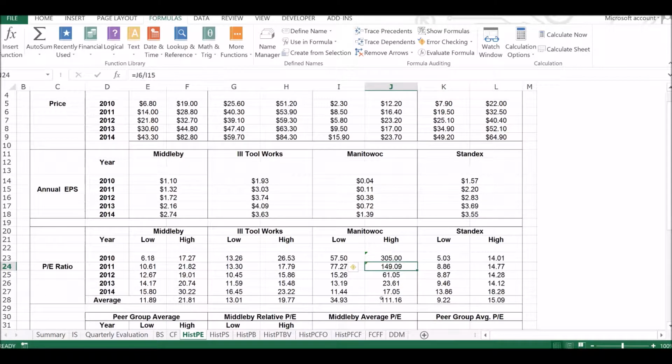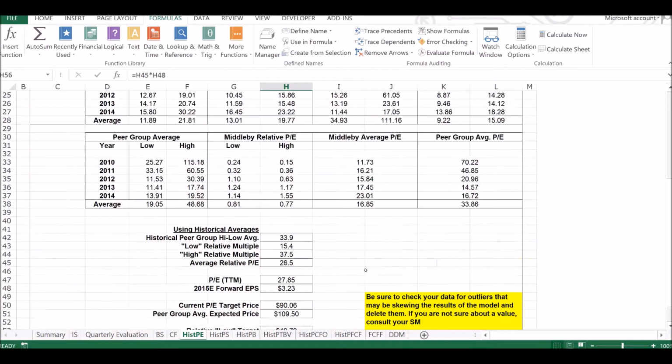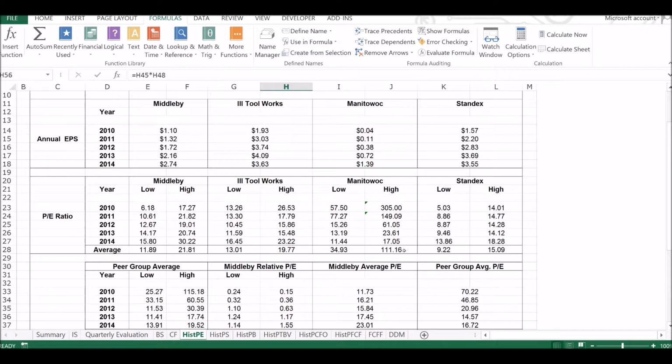And what that will do is it will ultimately mess with your target price down here. So you're going to want to eliminate things like that. And if you come across a company that has too many outliers, or your company has negative earnings, or if there's negative PE ratios, you're going to want to eliminate all that information.